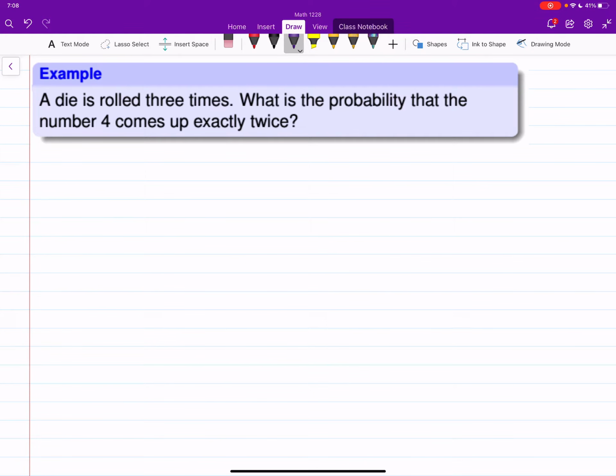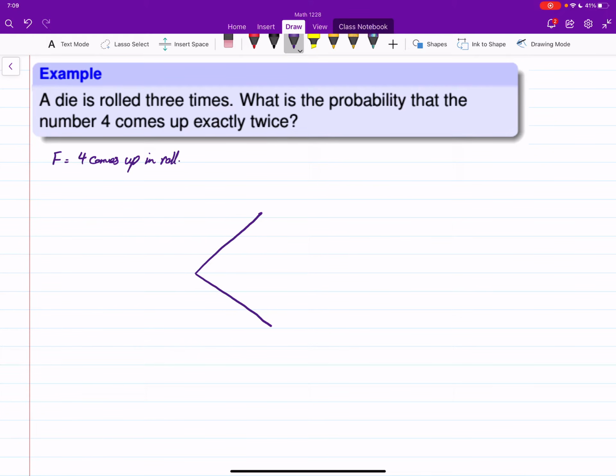A die is rolled 3 times. So 3 times you're doing something in 3 steps. That right away tells me that there's a stochastic process there. And we are interested in finding the probability that the number 4 comes up. Okay. So we roll the first time. Either 4 comes up or something else. Let me just write the event if 4 comes up in a row.